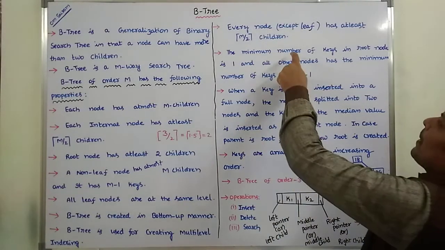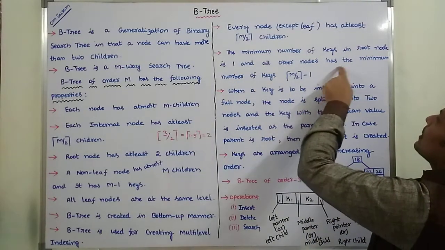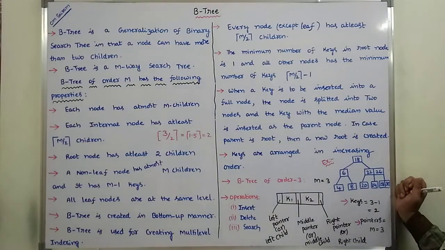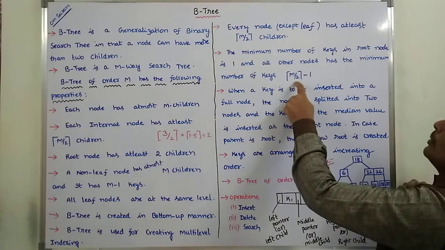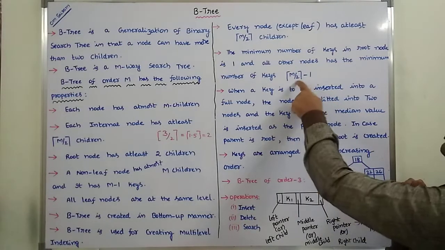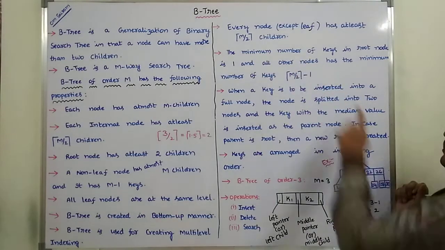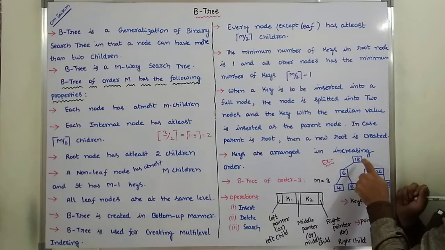The minimum number of keys in the root node is 1, and all other nodes have the minimum number of keys m by 2 minus 1. Here m by 2 is the ceiling value. For example, m is equal to 3, 3 by 2 is 1.5, the ceiling value is 2, 2 minus 1 is equal to 1. So the root node contains a minimum key value of 1. Here the minimum number of key values at the root node is 1.